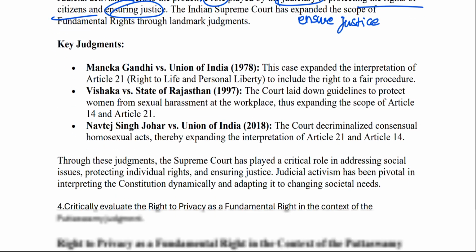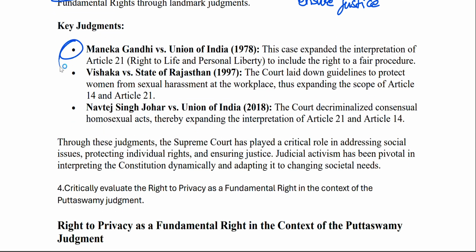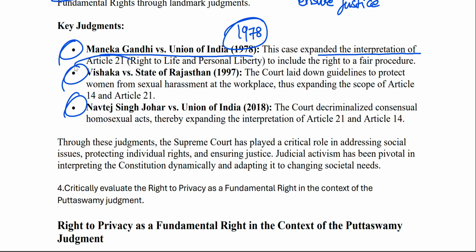The most important cases, I mentioned 3 cases over here. Maneka Gandhi versus Union of India, 1978. This case expanded the interpretation of Article 21, right to life and personal liberty, to include the right to a fair procedure. We are bringing in a fair procedure, the right to fair procedure.